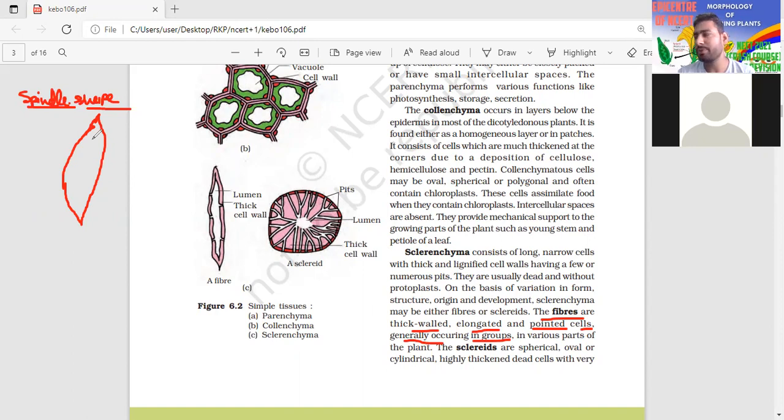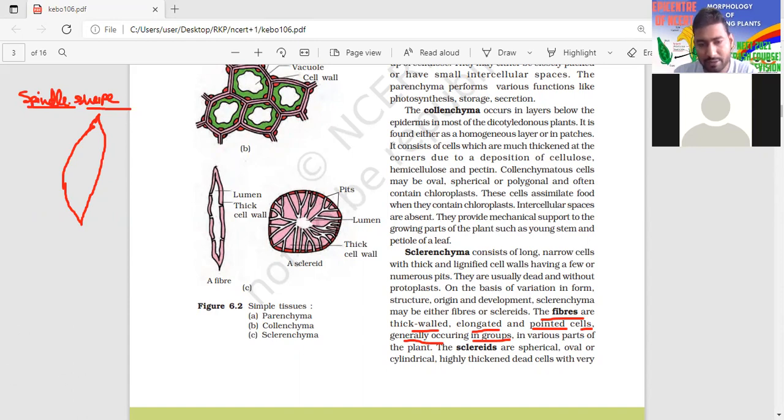So tracheids should be spindle shaped. A spindle shape means both ends are pointed. Both ends are pointed; this is called the spindle shape. Okay, so now here they are elongated.